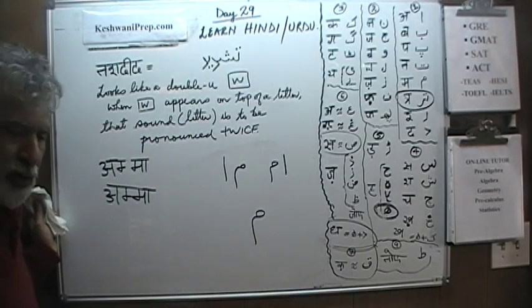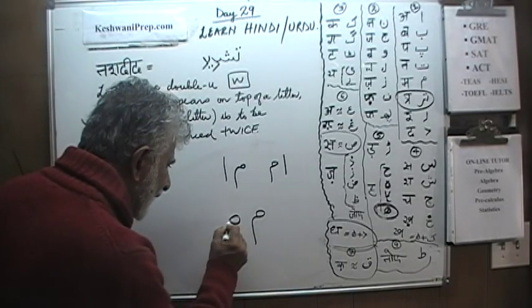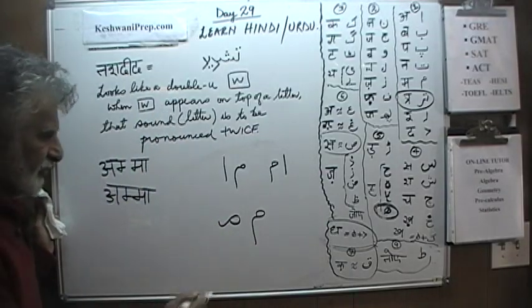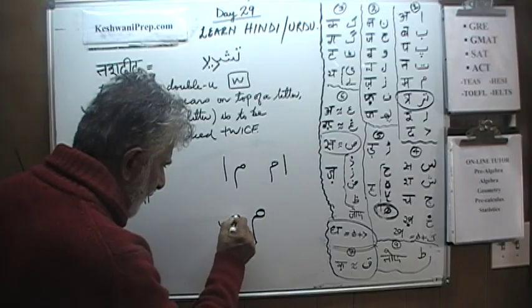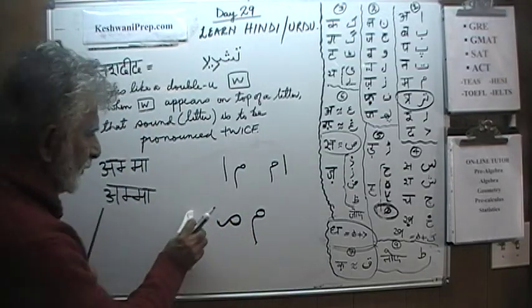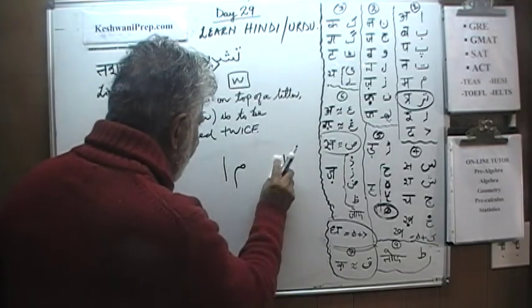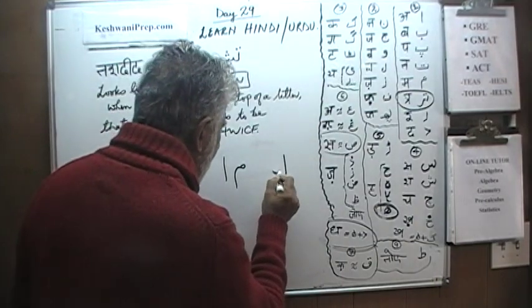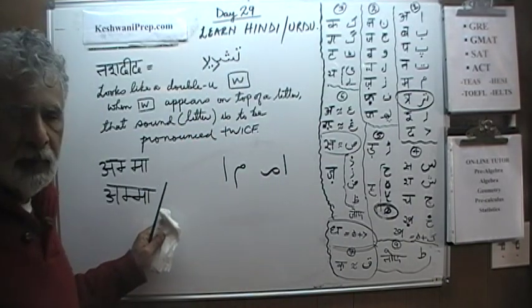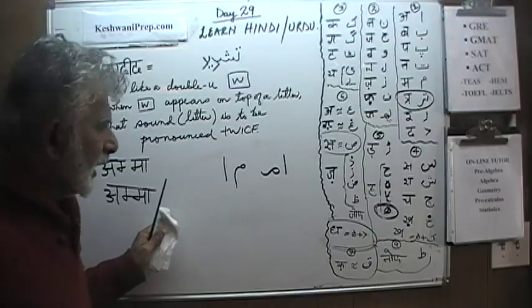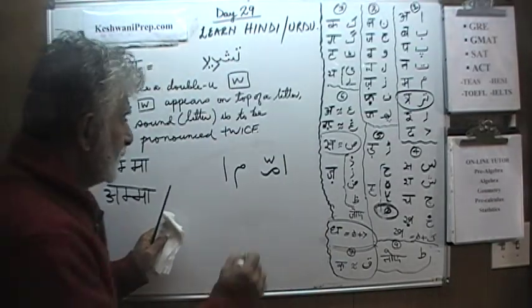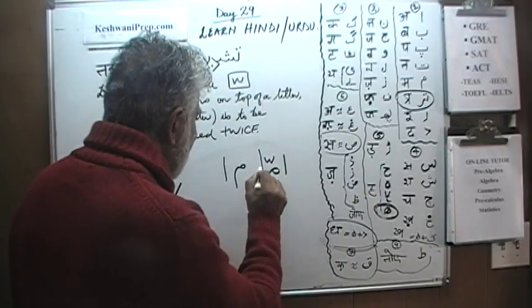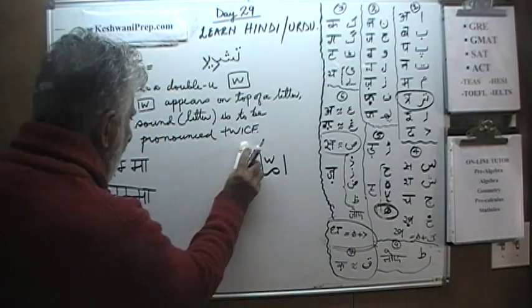But when it's about to join something, the half form looks like this. Instead of starting from the top and the loop going down, the loop starts from the bottom and goes like that. So that's what we have to do here. And then ma has to be repeated, so we put a symbol on top of it, Tashdeed, and then join the alif, just like Abba, Amma.